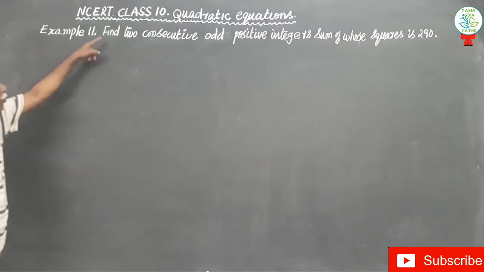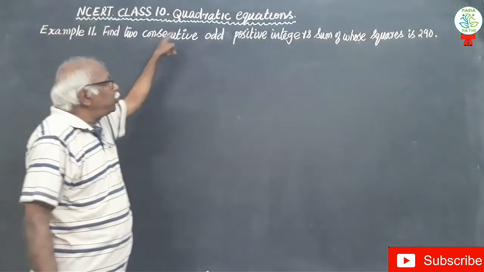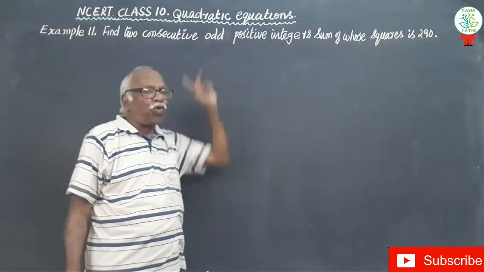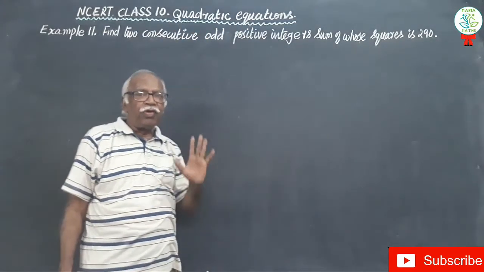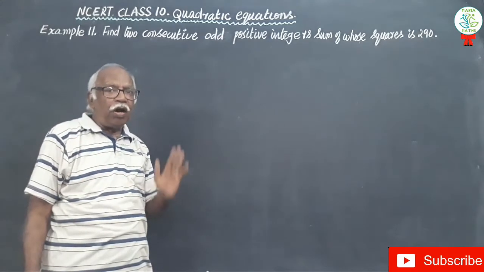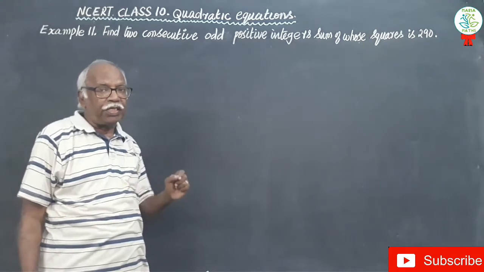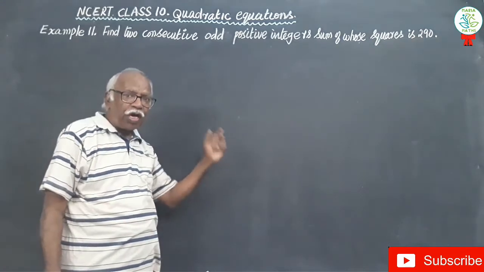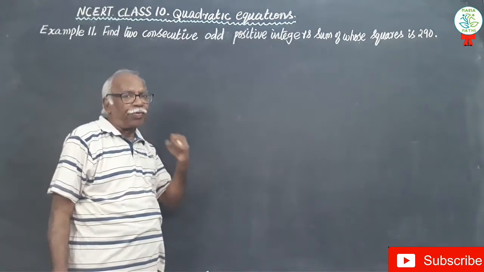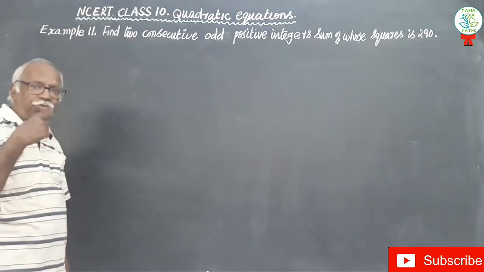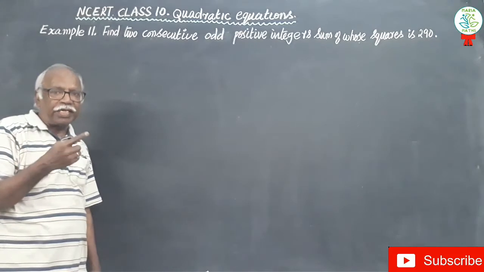Example 11. Find two consecutive odd positive integers, sum of whose squares is 290. We have to find two consecutive odd positive integers. அந்த ரெண்டையும் ஸ்கொயர் பண்ணி ஆட் பண்ணா 290 வரணும். அப்ப என்ன பண்ணோம்? அப்போ ஒரு பாசிட்டிவ் இன்டிஜர் ஸ்மாலர், செகண்ட் பாசிட்டிவ் இன்டிஜர் இஸ் கிரேட்டர்.